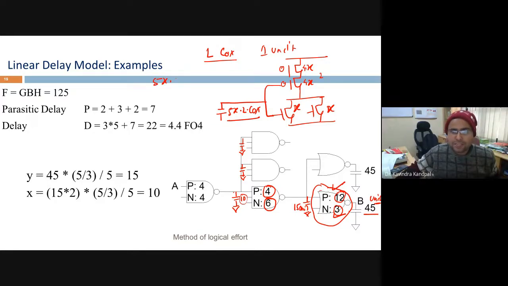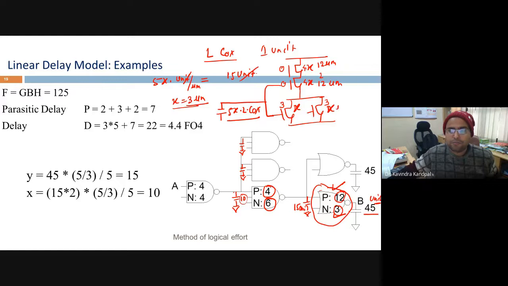Let us suppose 15. This L into COX happens to be in femtofarad per micrometer or something. Whatever the unit, whatever L into COX unit comes, that is given by this 15 units here, right? So units and units are cancelling. So what you will get? You will get X equal to how much? 3 micrometer. If X is 3 micrometer, what you will get? Can I say this NMOS should have a size equal to 3 micrometer, 3 micrometer, and PMOS should be 12 micrometer, 12 micrometer.